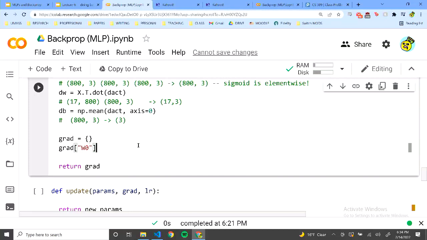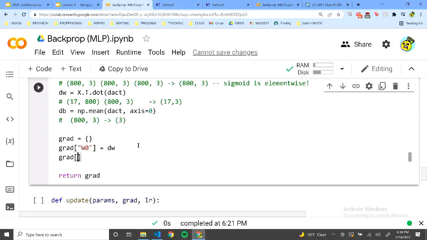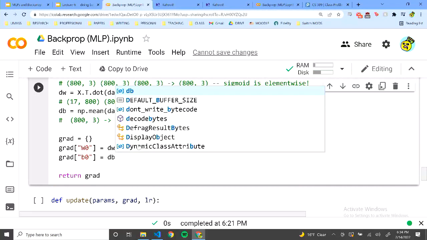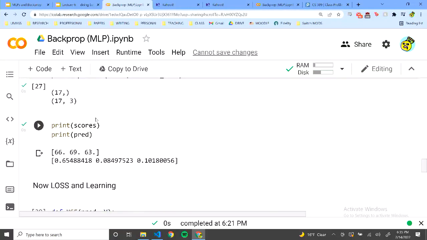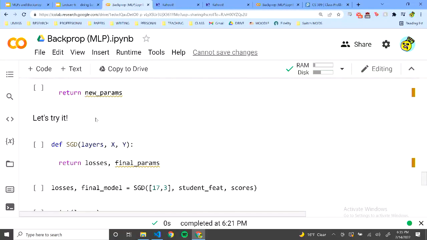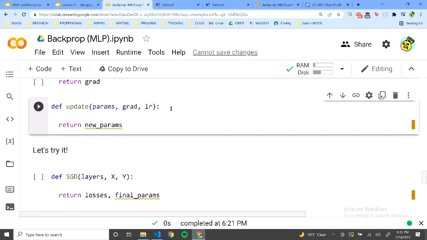So we'll say that this is going to be equal to dW, and now this is going to be equal to dB, derivative with respect to bias. So now we have our grad, we have our prediction, we have everything we want, we have our loss. Now we need to put it all together. We need to update. So we have our gradients, we have our parameters, and we have our learning rate.